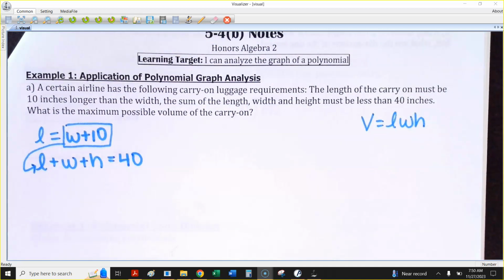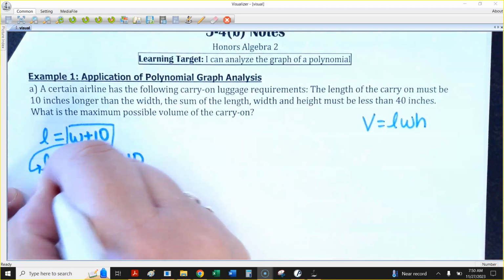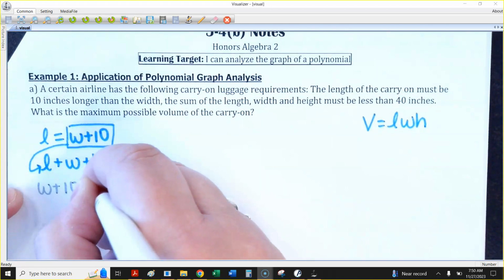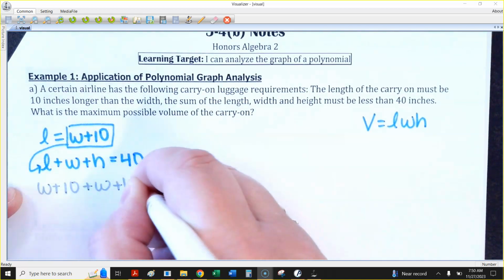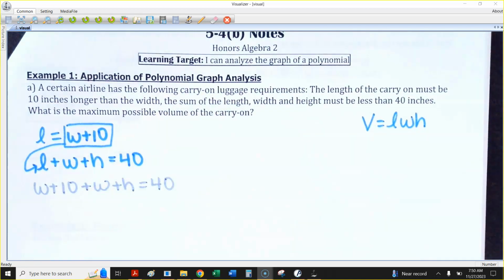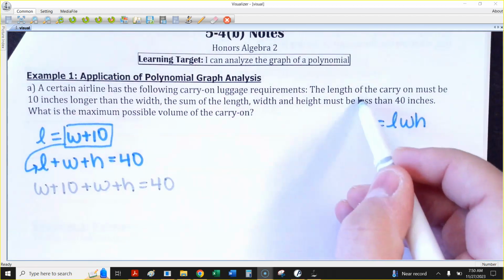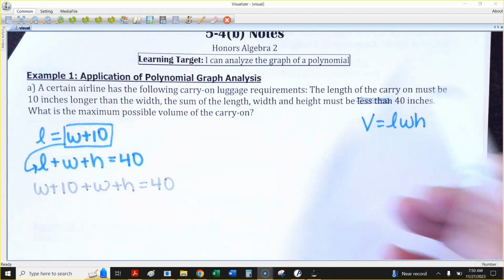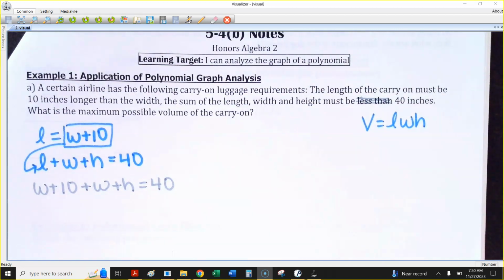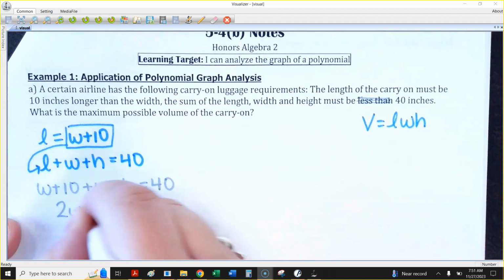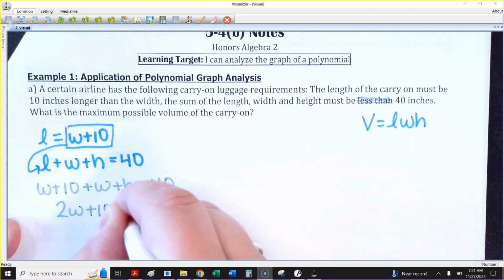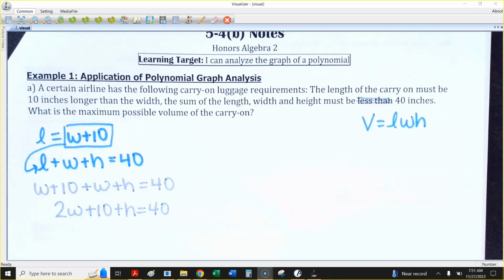Let me grab a different color. All right, so I'm going to put W plus 10 for the length, plus the width, plus the height, and let's just say it must be 40. I shouldn't have that less than in there. Let's just say that must be 40 inches. Okay, now I'm going to simplify this just a teensy bit. So this would be 2W plus 10 plus the height has to be 40.